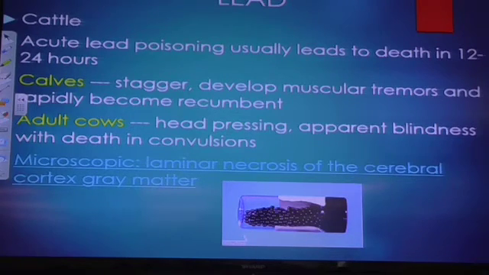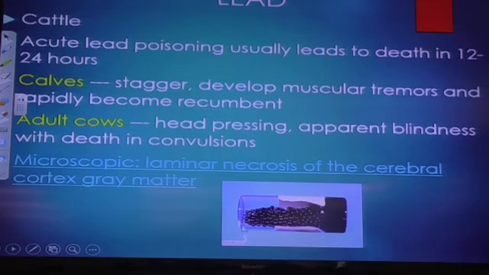And then you would add your microscopic lesions. Most likely these animals will be euthanized or die from the disease. And microscopically, you see laminar cortical necrosis, which is also known as polioencephalomalacia. So laminar cortical necrosis is another term for softening of the gray matter.